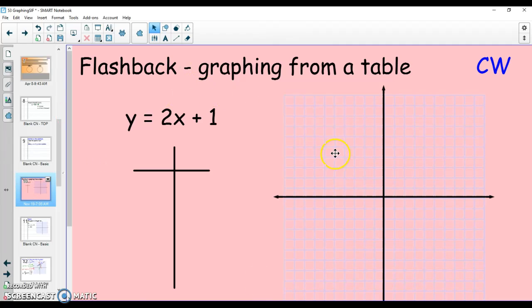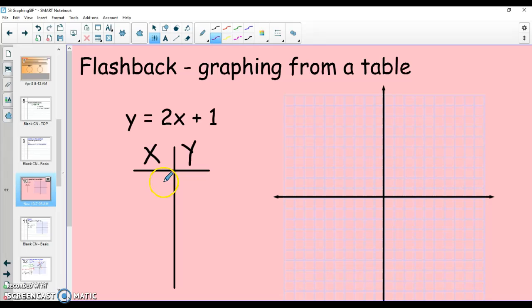So here's an example. Here I have a graph, y equals 2x plus 1. When I have a table, I have my input, which in 6th grade we talked about as x, and then you have your output, which is y. And I always suggest these four values for x. If they're not given to you, choose these values because they're the easiest. And then you have to figure out what y is.